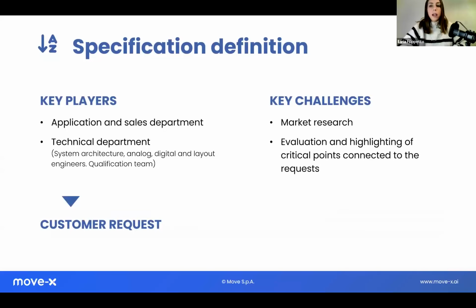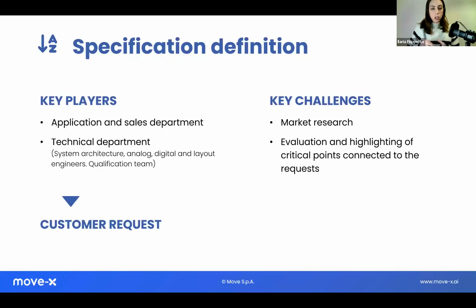So let's start by taking a closer look at the specification definition phase. Here, the key teams involved are, on one side, the application and sales department, and on the other side, the technical department, which involves system architects, analog, digital, layout engineers, as well as the qualification team. During this period, these teams work together and collaborate to meet the customer request.